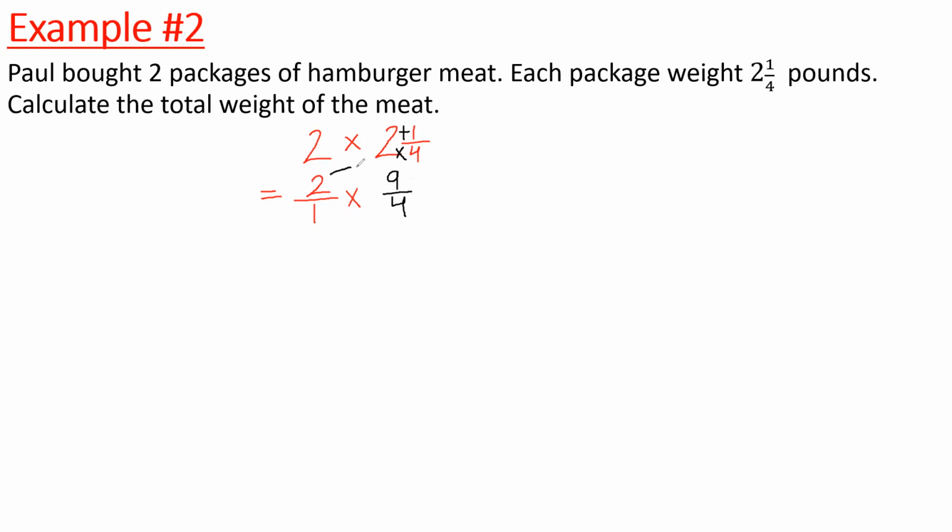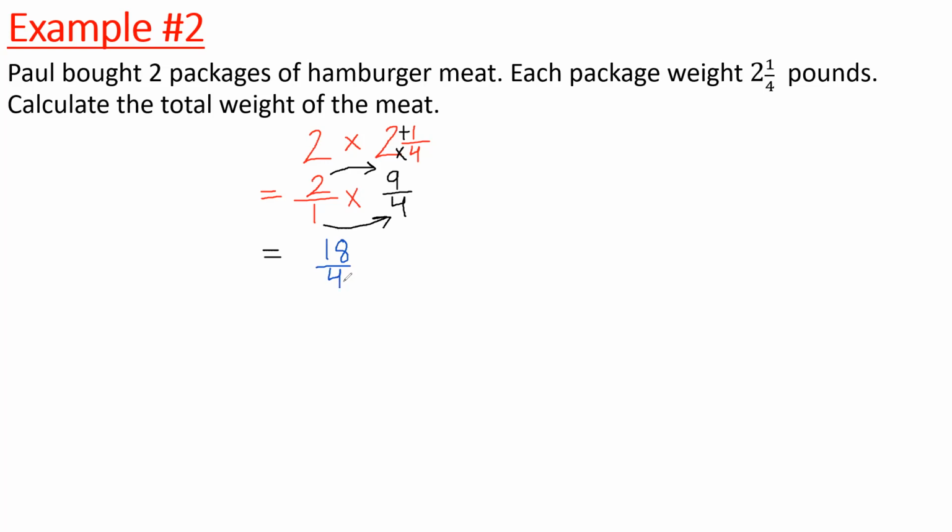Thank you. Ricardo Russell. So what is 2 times 9? 18. Very good. So 2 times 9 is going to give us 18. And then what is 1 times 4? 4. Very good. So now we are left with 18 over 4.